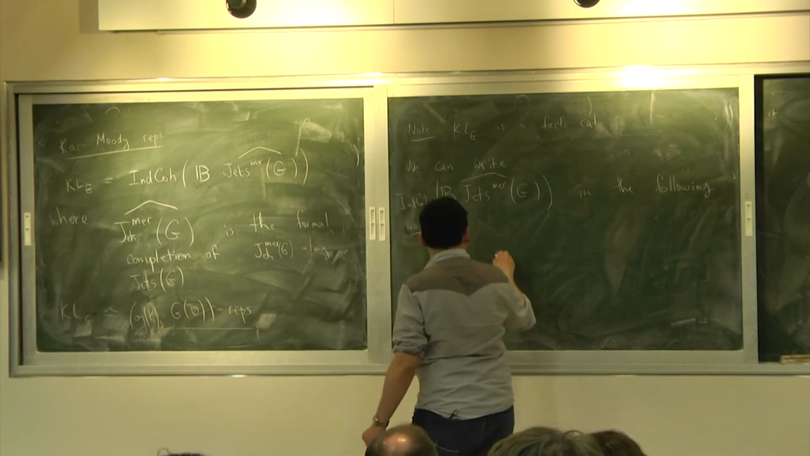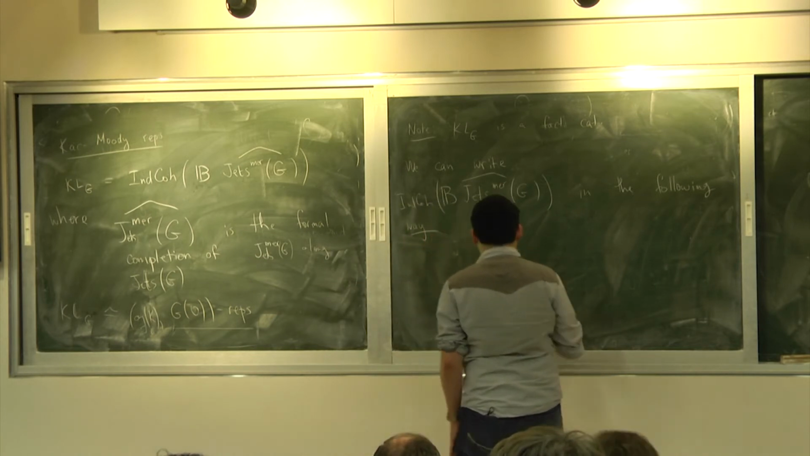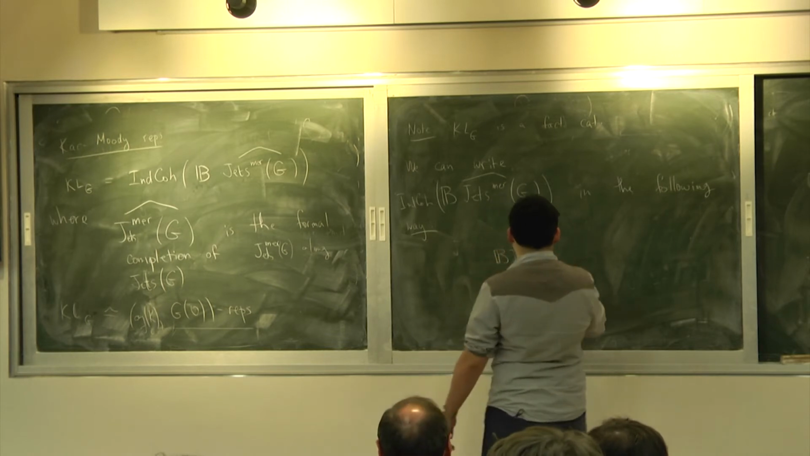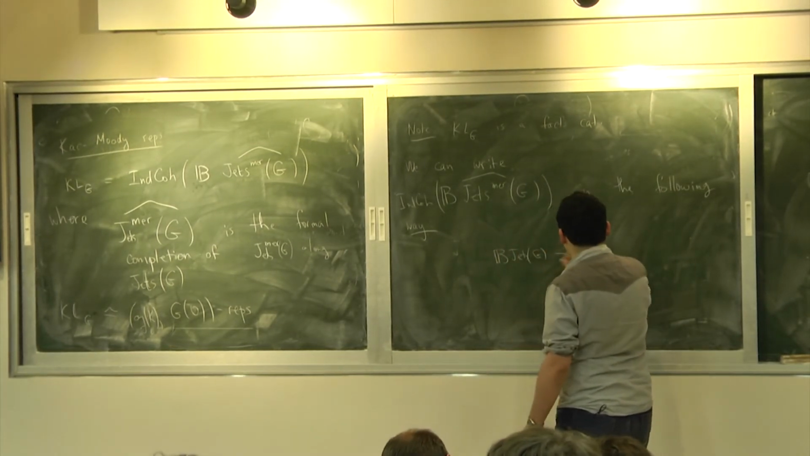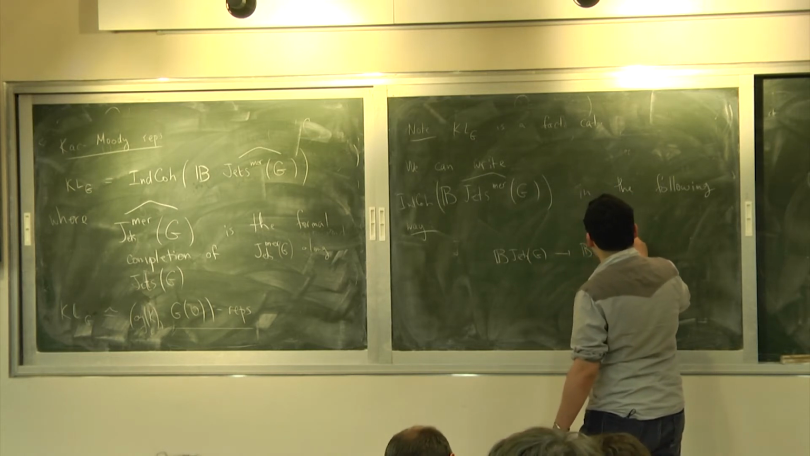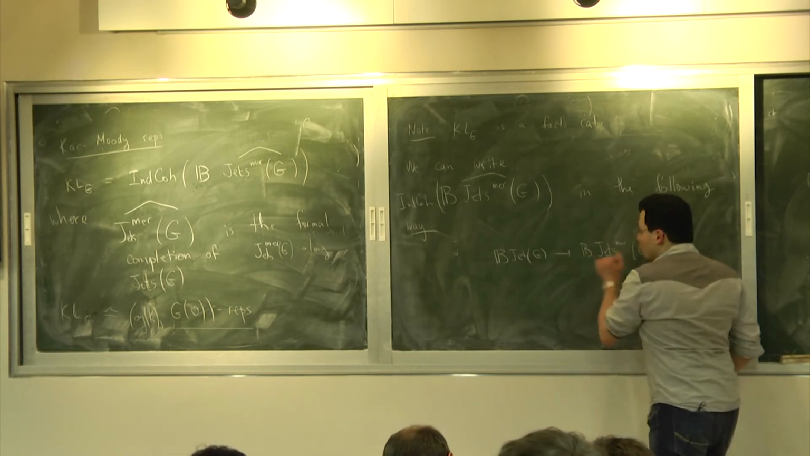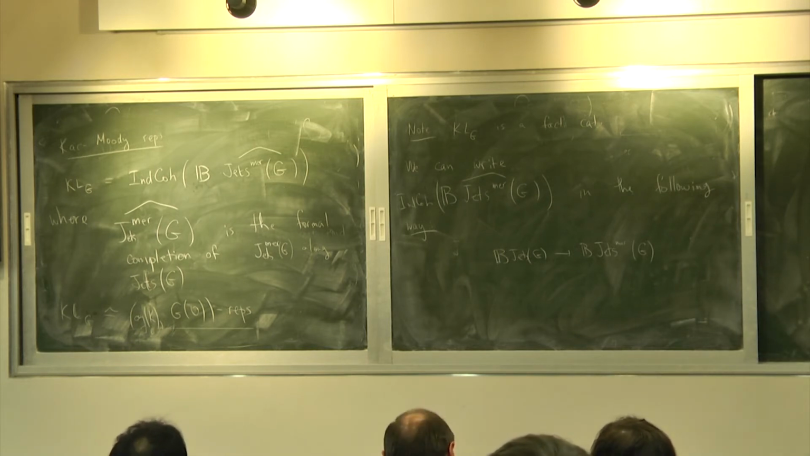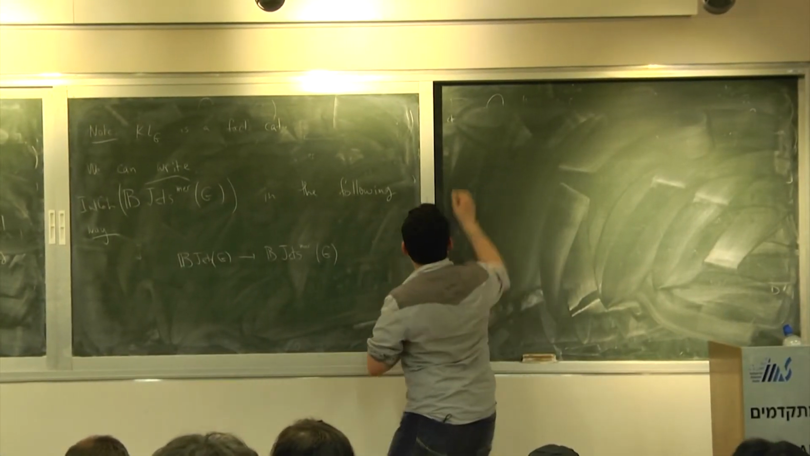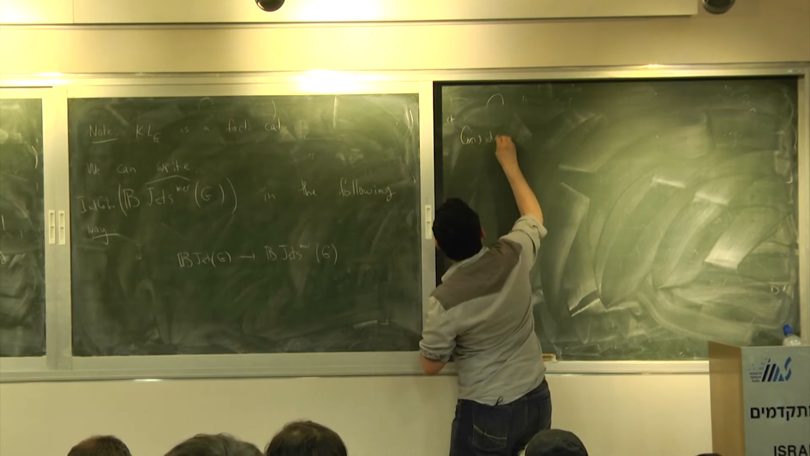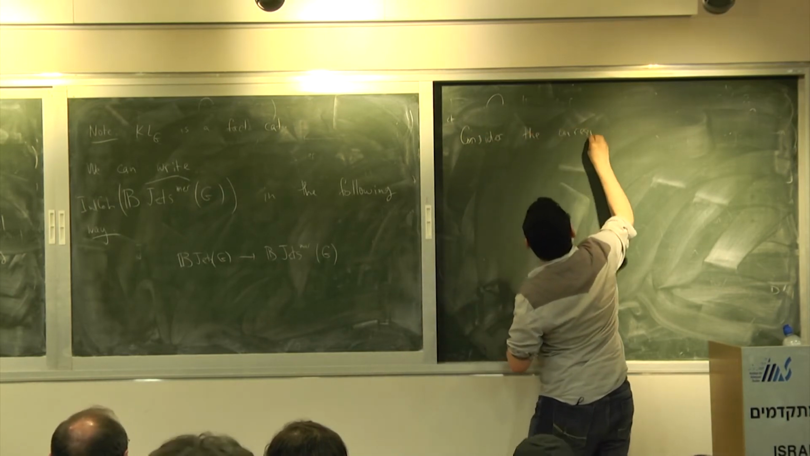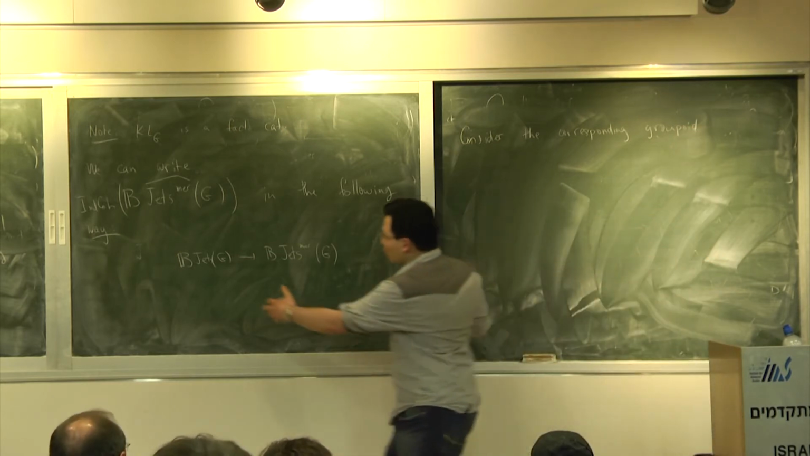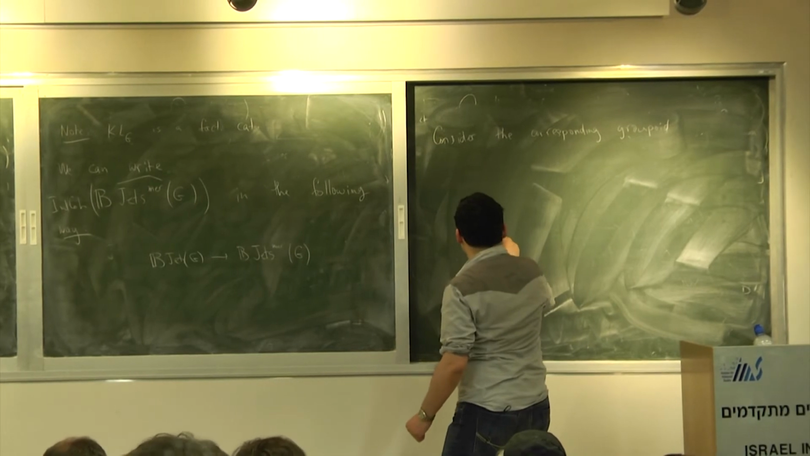So we can start with just B of jets of G, and this of course maps to B of meromorphic jets of G. So we can consider the corresponding groupoid, namely look at the iterated fiber products of this thing. So we have this B jets.